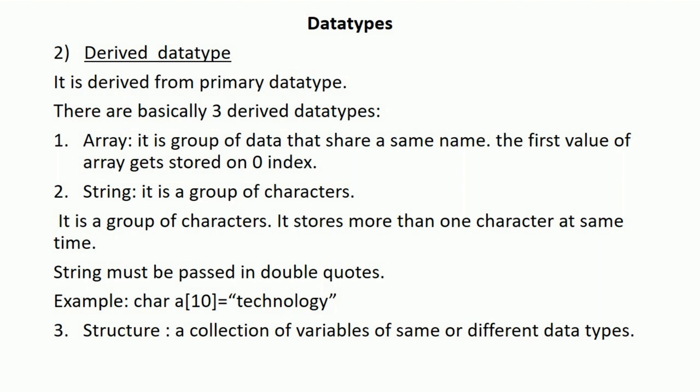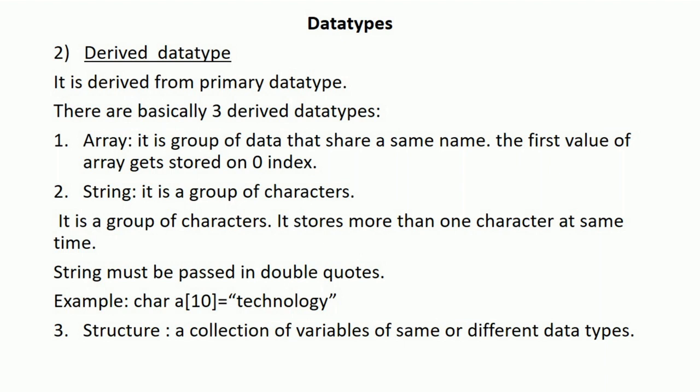Next comes string. String is a group of characters. It stores more than one character at same time. String must be passed in double quotes. For example, here char is data type. A of 10 is an array with size 10. We will see in detail what is array and how the size is defined. For now, focus on technology, how it is stored. It is stored in double quotes. So just remember, string is a group of characters and it is stored in double quotes.